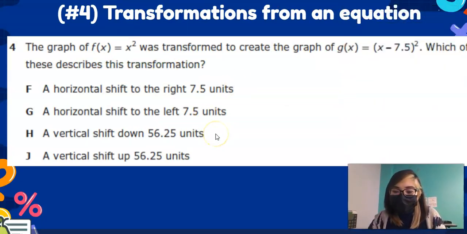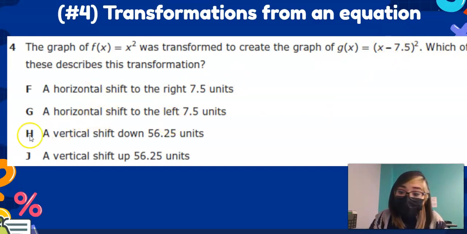Generally as an overview, let's practice actually describing transformation functions. For example, if we're given the parent function f of x equals x squared, and we know it's transformed to create our new transformation graph, g of x equals (x minus 7.5) squared, which of these describes the transformation? First off, we know it's inside the parentheses, so it has to be a horizontal transformation. So we can already eliminate h and j, so it's either f or g.